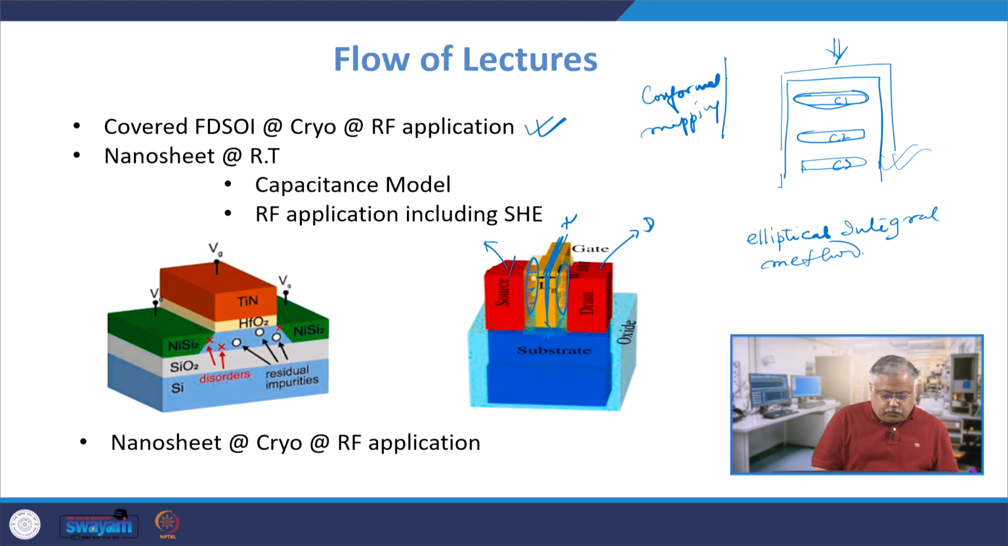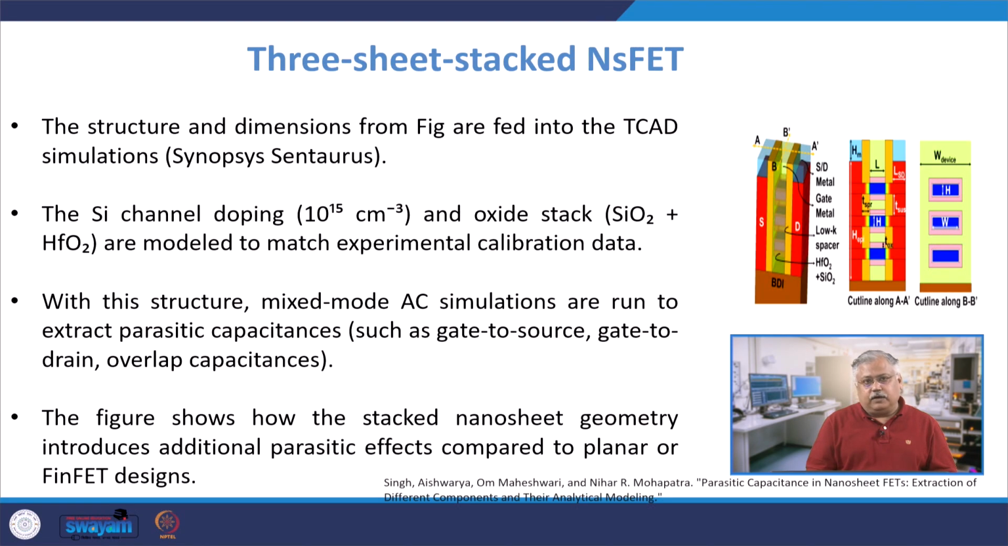What they are proposing is that the analytical model they have developed has an error of the order of around 1%, which is quite small, between the extracted value and the analytical value. So this is a 3-sheet stacked NSFET, right? We will be looking at a 3-sheet stacked NSFET.